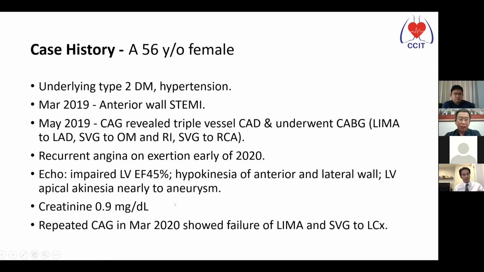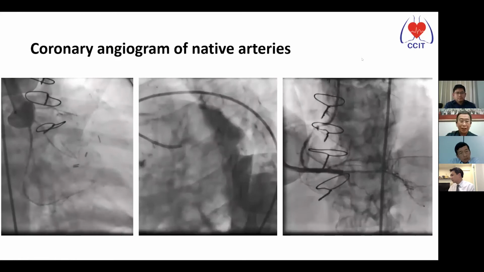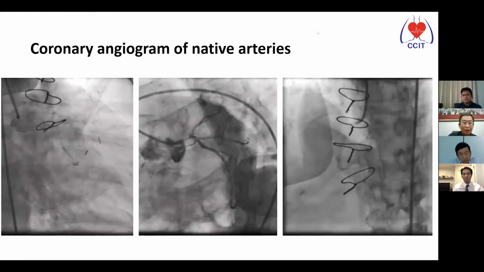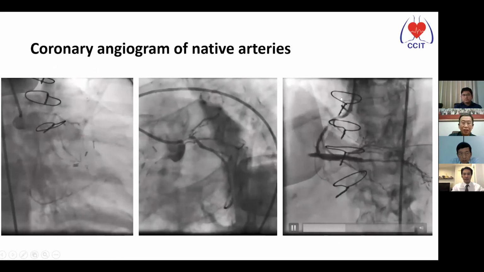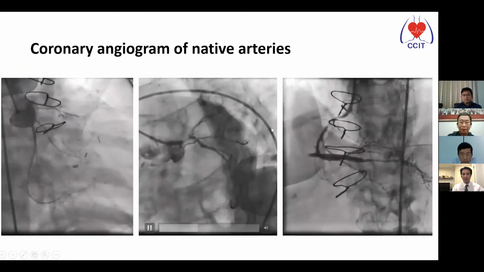She had no chronic kidney disease. The repeated angiogram was performed in March and showed failure of the LIMA and the vein graft to the OM. The angiogram shows that the native arteries have total occlusion of the LAD, while the circumflex still has good flow. The RCA had severe disease in the proximal part, but the flow still goes to the distal part, with some backward flow through the vein graft, as well as collaterals from the RCA itself to the LAD.